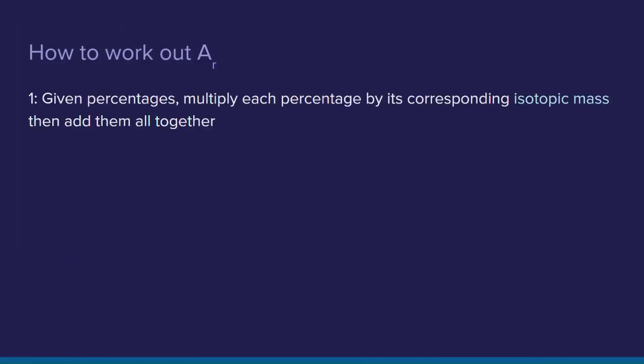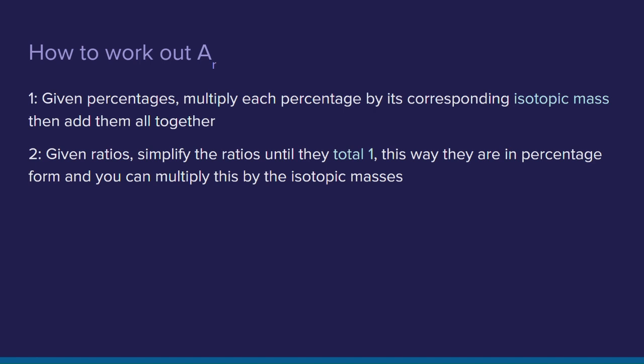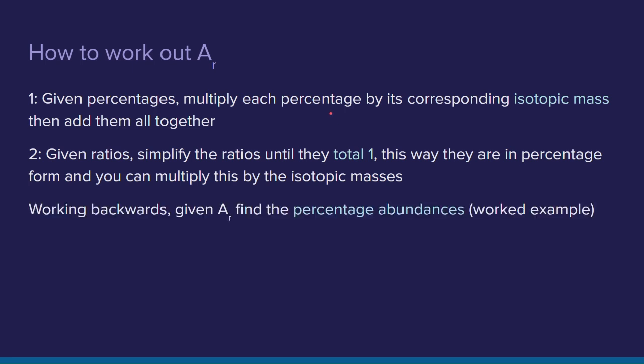So now more details on how to work it out. Given percentages, it's nice and easy. You just multiply each percentage by its corresponding isotopic mass, and then you add it all together. Given ratios, you've got to simplify it until they all add up to 1, so that it's in percentage form. And then you can do the same thing you do with percentages.